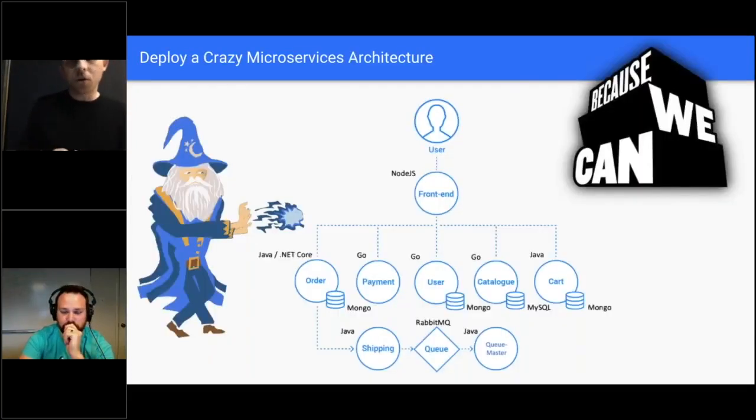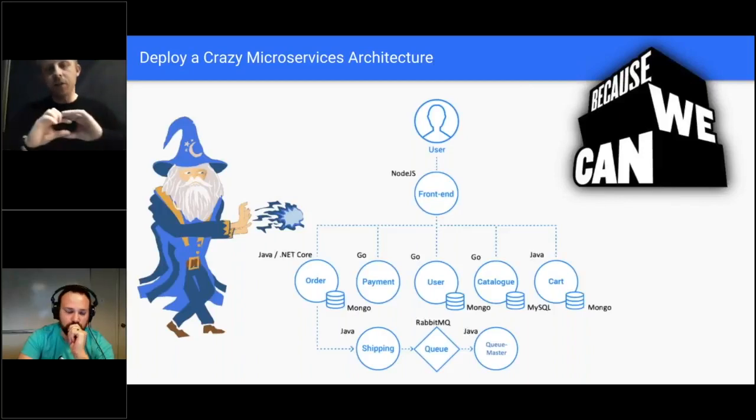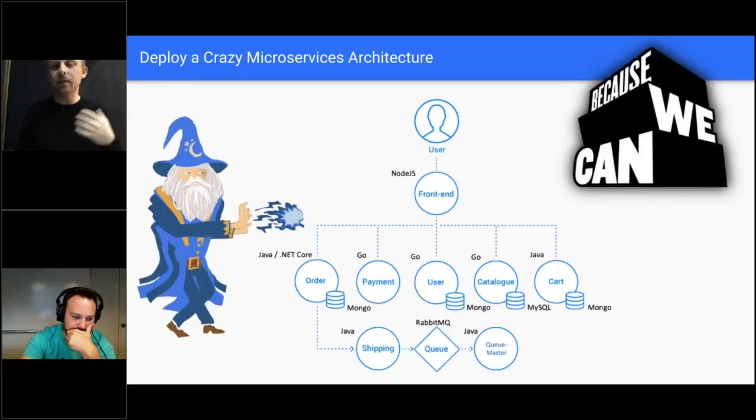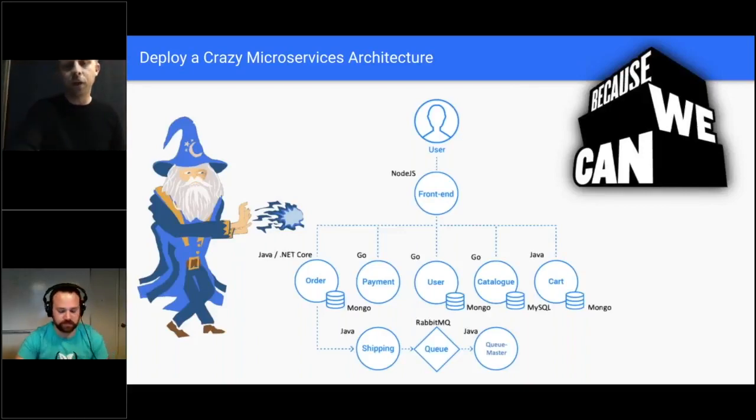This is the architecture for the Socks Shop. Basically, there's a very thin Node.js front end, and it's backed by a number of Go backing services, as well as databases. For the purpose of this demo, it would take too long to deploy all of this, so we're deploying a small fraction of it, which includes the front end, the catalog, and the catalog database.